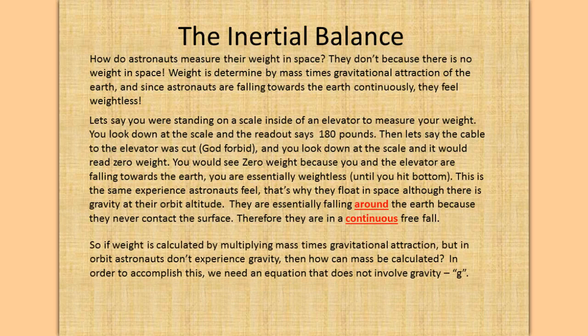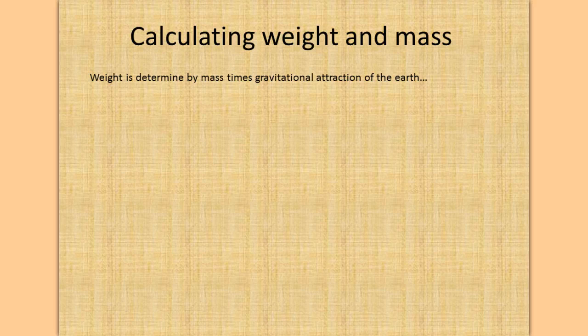So if weight is calculated by multiplying mass times gravitational attraction, but in orbit astronauts don't experience gravity, then how can mass be calculated? In order to accomplish this, we need an equation that does not involve gravity. So let's see how we measure mass.